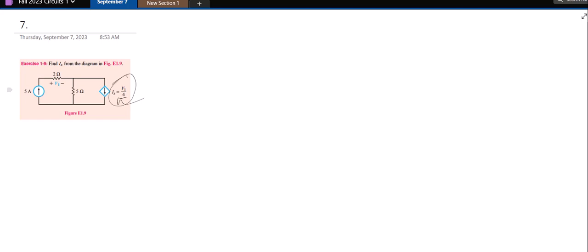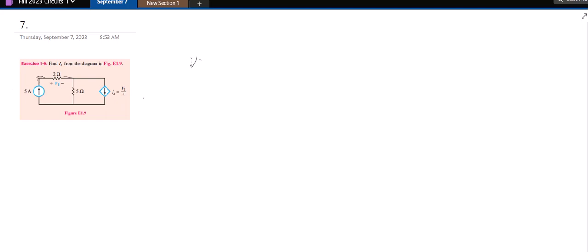It is dependent because it depends on the voltage across the 2 ohm resistor. So the current is the voltage across the 2 ohm resistor divided by 4. In order to figure out what the current is, you have to know the voltage across the 2 ohm resistor. Luckily that's not hard, because we have a current source on the left of 5 amps, and the entire 5 amps goes through the 2 ohm resistor.